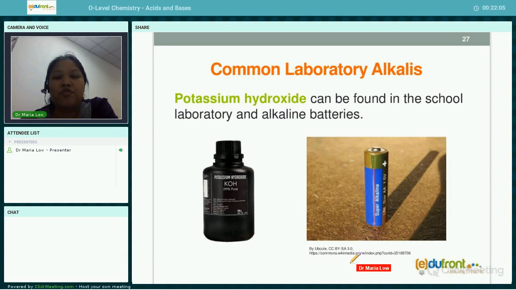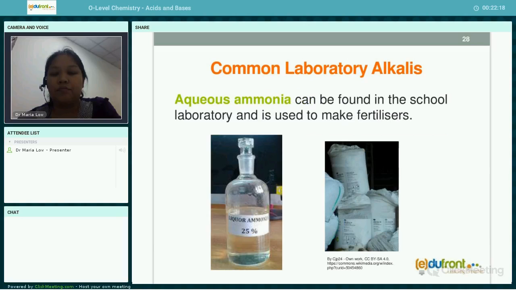The next kind of common laboratory alkali will be potassium hydroxide. You will be able to find them in the school laboratory, and of course you can also find potassium hydroxide in alkaline batteries. The next kind of common laboratory alkali will be aqueous ammonia. Aqueous ammonia can be found in the school laboratory, and is also used to make fertilizers. And aqueous ammonia has a very distinct pungent smell.